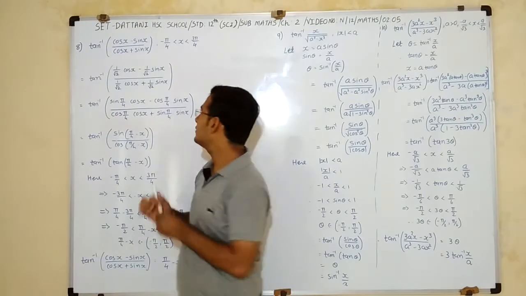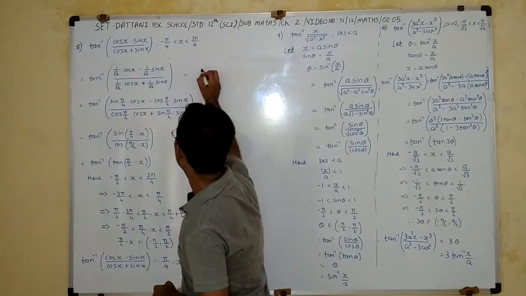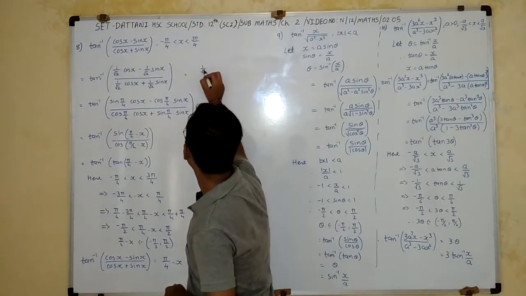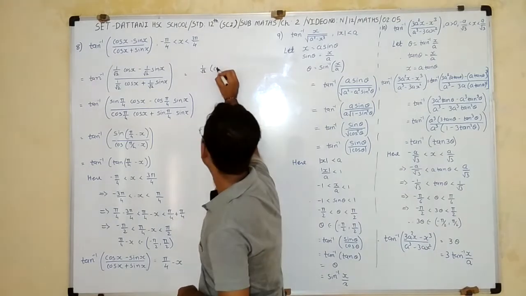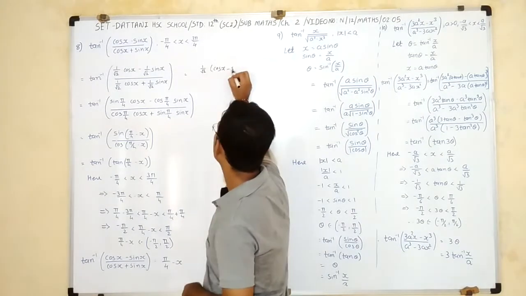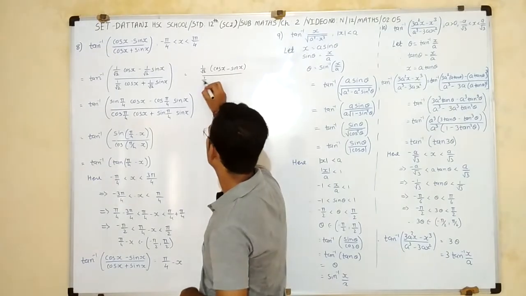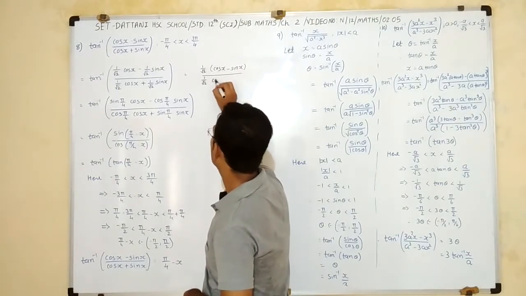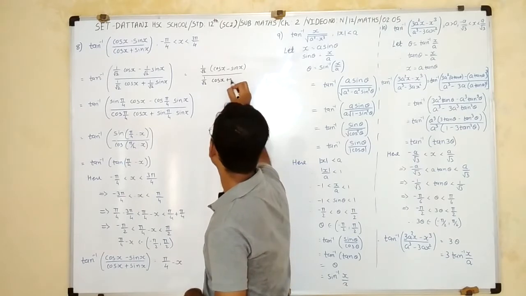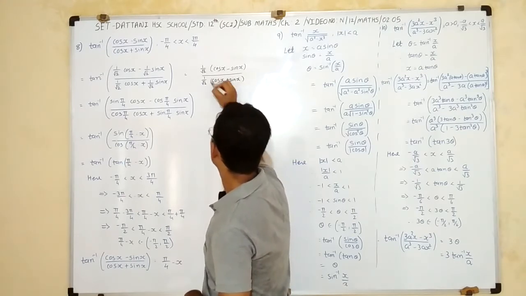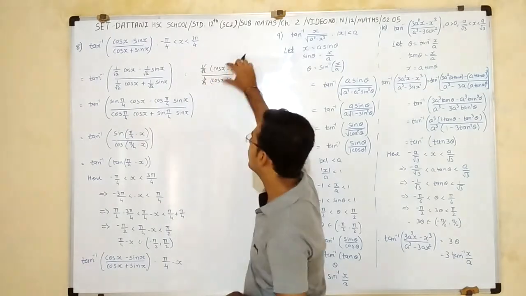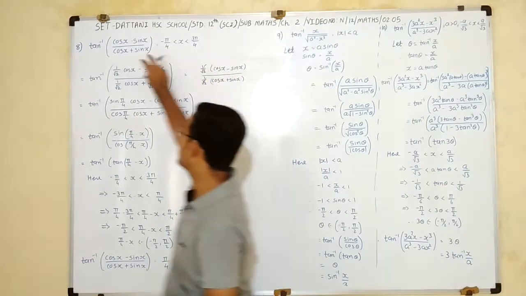If you take it common, it becomes like this: 1 by root 2 (cos x minus sin x) and 1 by root 2 (cos x plus sin x). Okay, so 1 by root 2 and 1 by root 2 cancel, so we get this form.